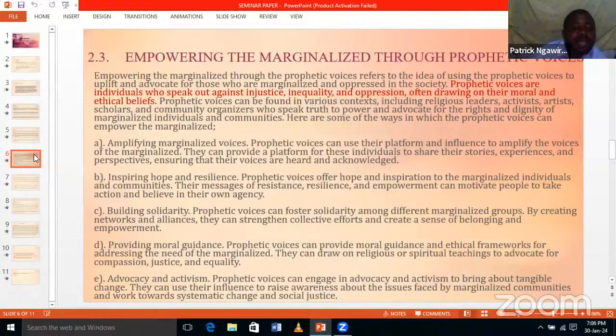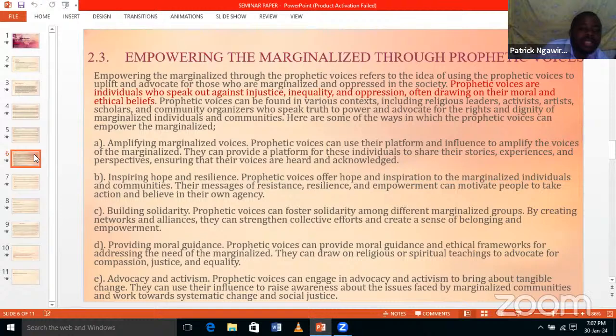Amplifying, thus making the voices of those who cannot be heard to be heard. So prophetic voices, these people, can use their platform and influence to amplify the voices of the marginalized, or to make the voices of people that cannot be heard to be heard. So they can provide a platform for these individuals to share their stories, experiences, and perspectives, ensuring that their voices are heard and acknowledged.